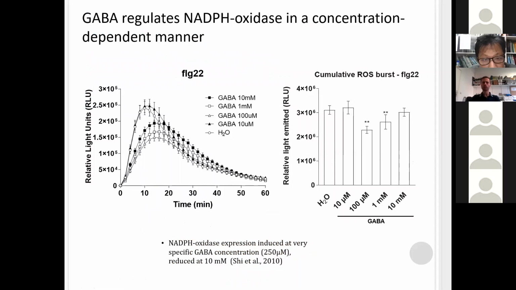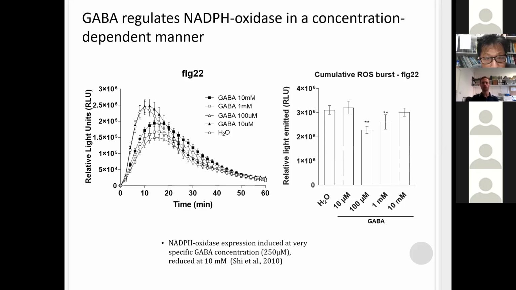And to further study this, we looked at the effect of exogenous GABA on the activity of NADPH-oxidases. Now, the NADPH-oxidases are a typical first response when plants perceive pathogens or perceive elicitors of plant pathogens, and they produce a lot of hydrogen peroxide or reactive oxygen species in the apoplast to try and fend off the pathogen.